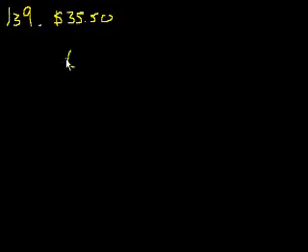Next problem. 139. A restaurant meal costs $35.50. And there is no tax. If the tip was more than 10% but less than 15%, so the tip was greater than 10% but less than 15% of the cost of the meal, then the total amount must have been.